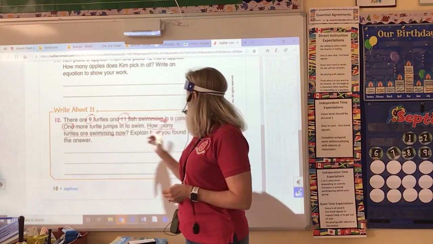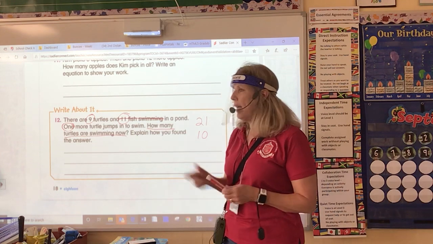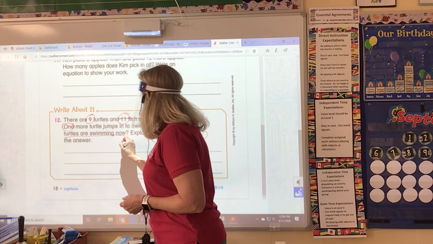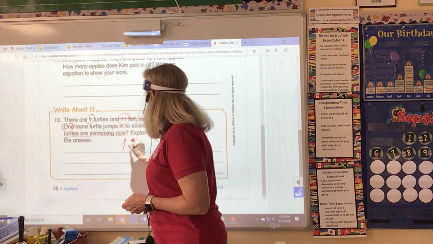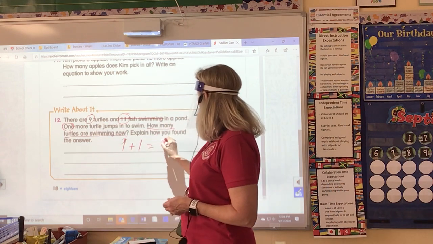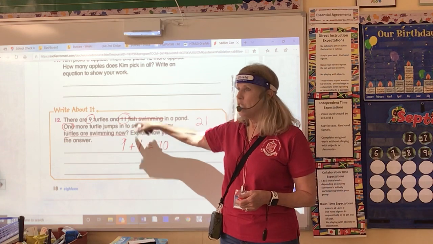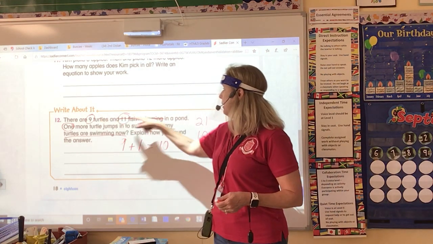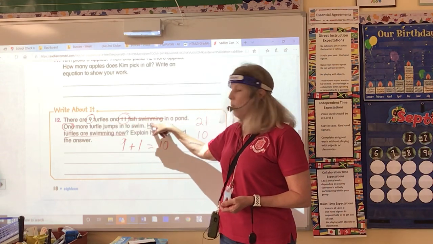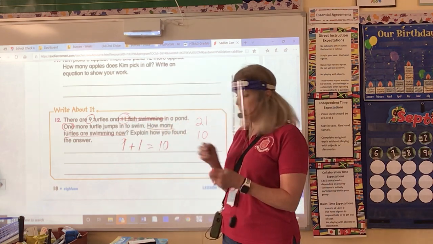9 turtles, 1 more turtle jumps in to swim. How many turtles are swimming? So Mary was able to figure that one out. So we have 9 plus 1. Your 9 turtles plus your 1. Okay, so really pay attention when it's got 2 different objects, whatever they are. If the question doesn't mention it, you just want to cross that out. That's called extra information, and they will trick you.